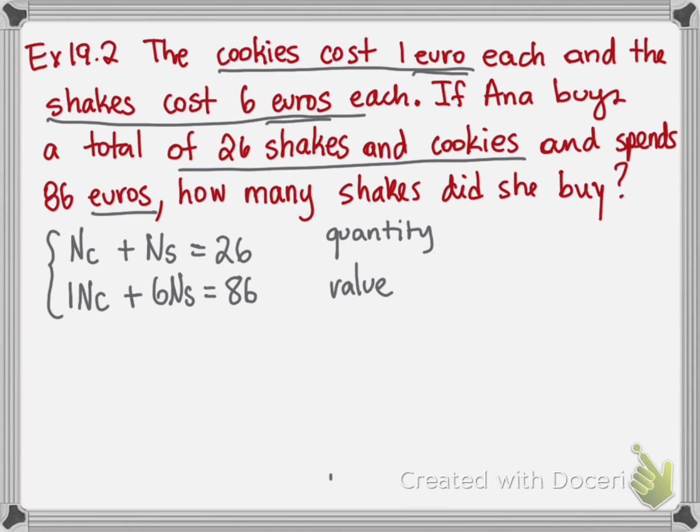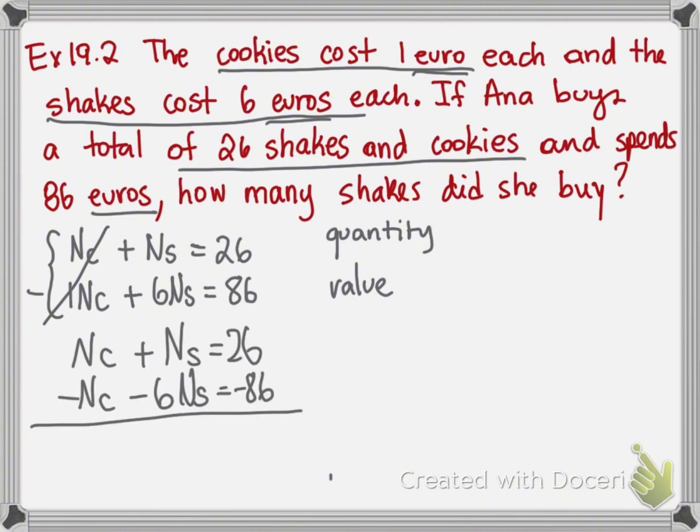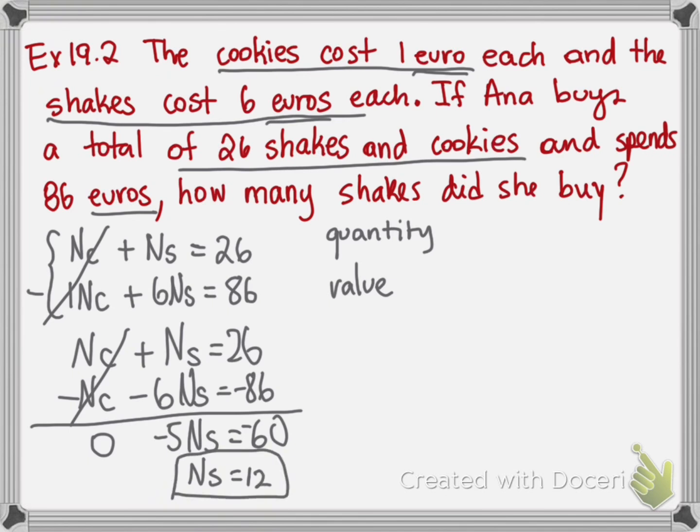It's ready to do. All I have to do is multiply, let's say this one times negative 1, so that these two cancel. All right, so let me write it again. We get negative NC, negative 6NS, and negative 86. So we add, and these two cancel. Negative 6 plus 1 is negative 5NS, or number of shakes. And when I subtract, that is negative 60. And when I divide by negative 5, we get 12. So Anna bought 12 shakes.